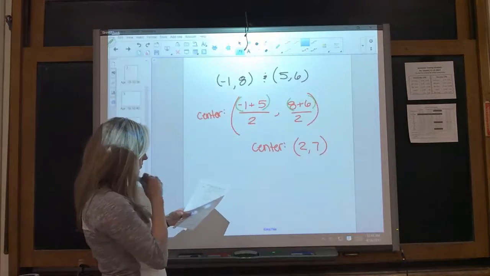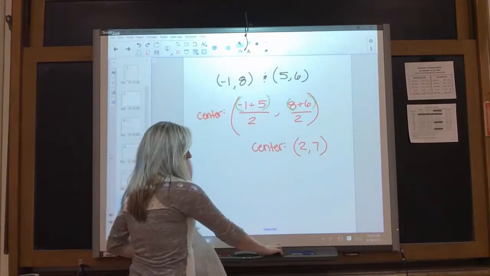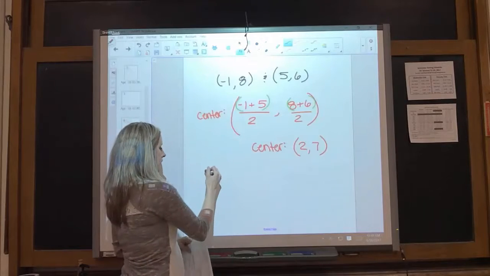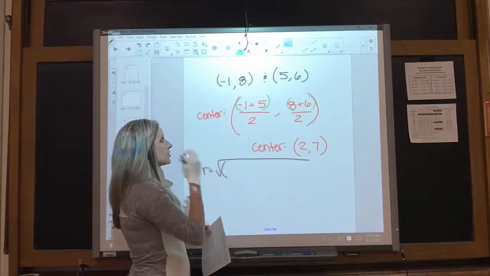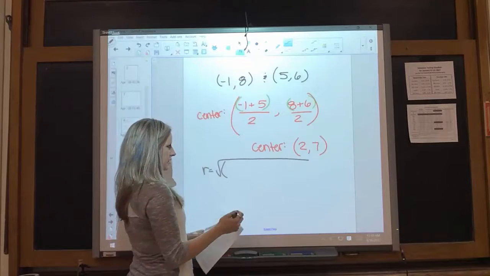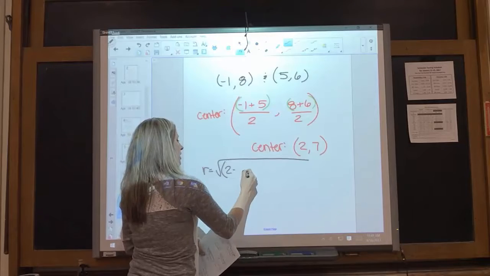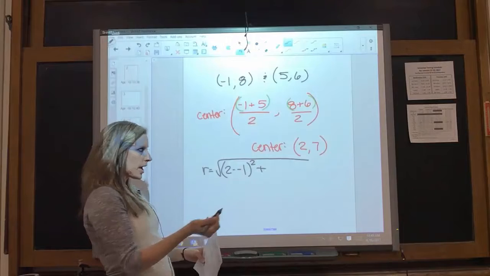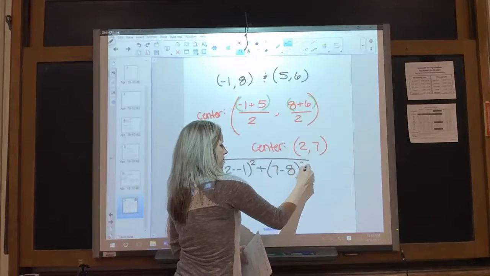So I just normally pick the first endpoint, just out of habit, but it's not going to make a difference if you pick the second endpoint. Okay. So I'm going to figure out my radius. I'm going to subtract my x's, and it doesn't matter the order. So I did 2 minus negative 1, and I'm going to square it, plus subtract your y's, 7 minus 8, and square it.